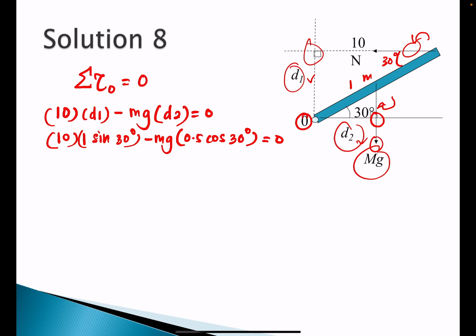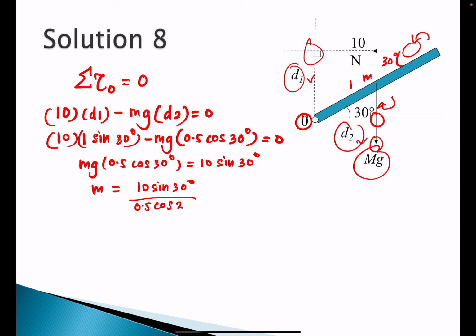So you solve this and simplify the equation. Let's say mg times 0.5 cos 30 degrees equals 10 sine 30 degrees. You can rearrange the equation, so m is 10 sine 30 degrees divided by 0.5 cos 30 degrees times g, which is 9.81. Press your calculator: 10 sine 30 divided by 0.5 divided by cos 30 divided by 9.81. You will get around 1.18 kg.